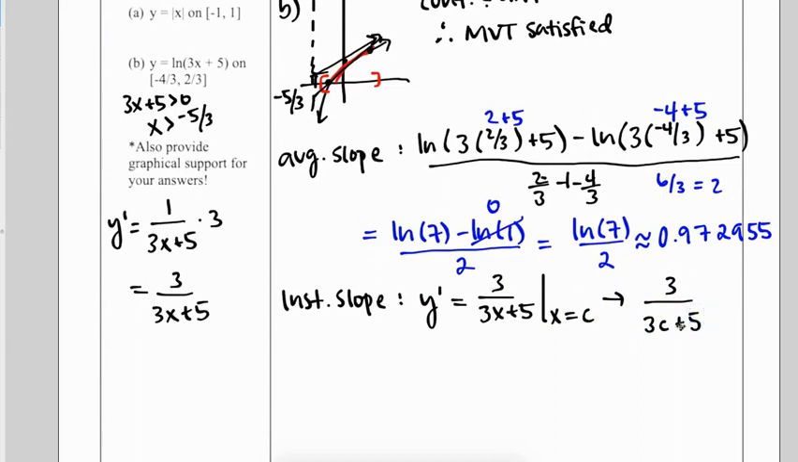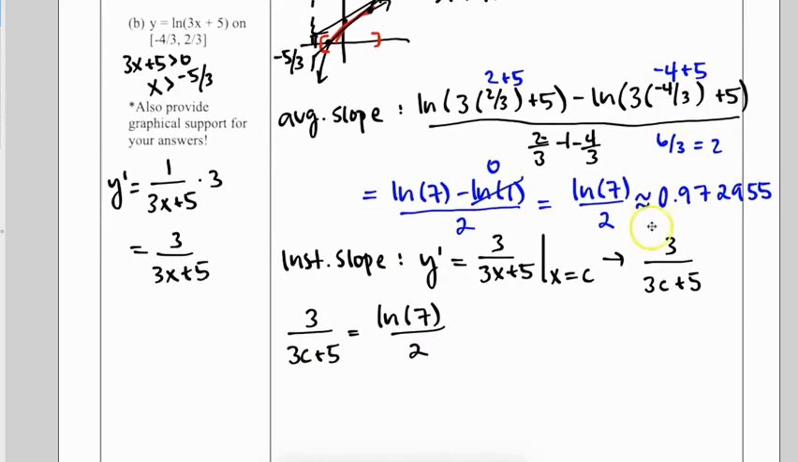Okay, so let's see what we have. Right now we know what our instantaneous slope is, evaluated at c, and we know what our average slope is. We actually have a value for that. We're trying to figure out this value of c where these two are equal. So I'm going to set them equal to each other. That's 3 over 3c plus 5 equals the natural log of 7 over 2, where the instantaneous slope is equal to the average slope.